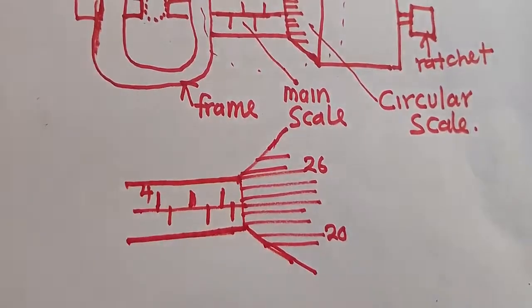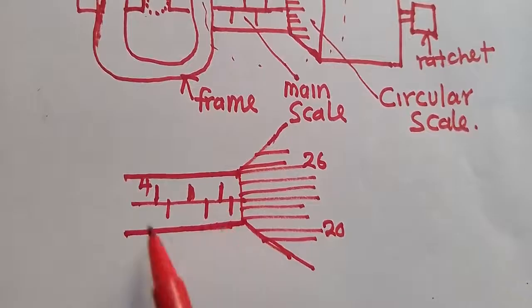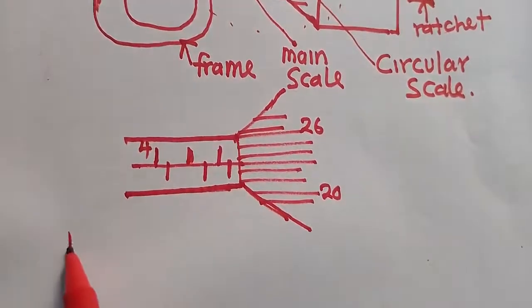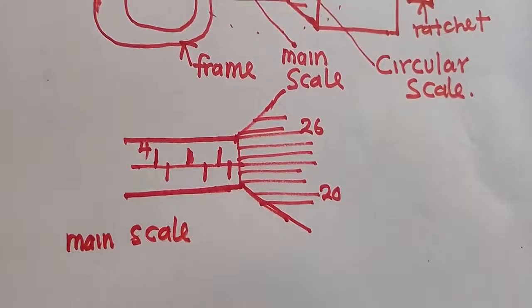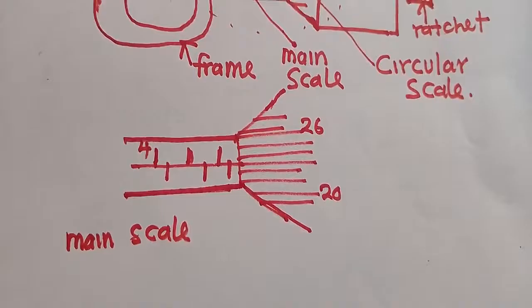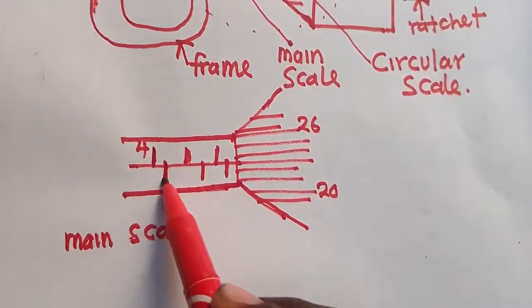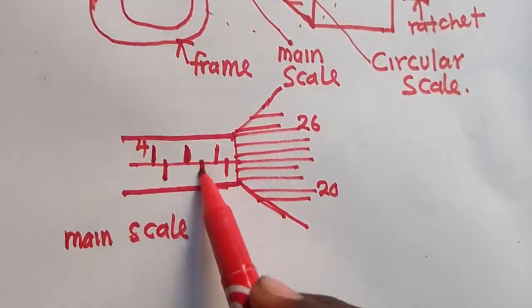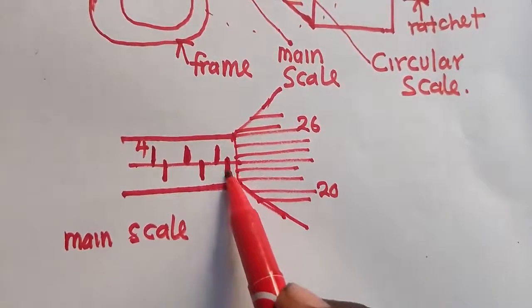And they are telling you to get the readings. How can you get the readings? This one which is here is called a main scale. So how do you get the readings on a main scale? What you're going to do is this. This is 4. So this is 4.5. This is 5. 5.5. This is 6. 6.5. So the last one is what?